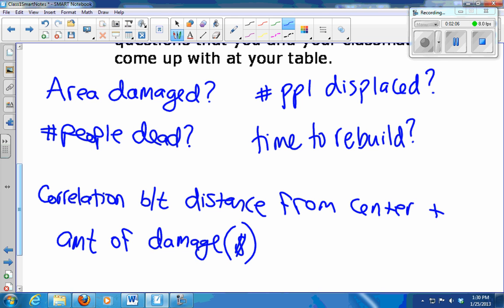I think usually when you hear it on the news, they talk about it in dollars, amount of damage. Great, so lots of questions about a non-mathematical event that we can use math to answer.